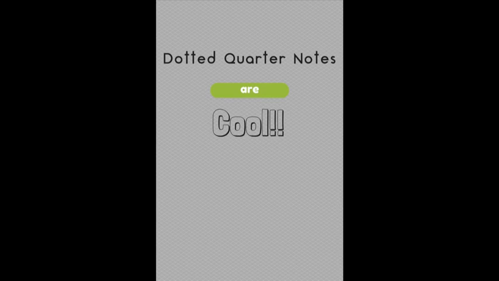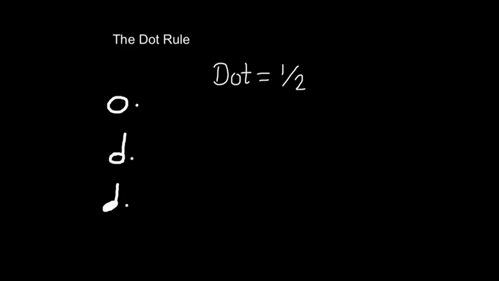This video should help you understand one of the coolest rhythms, the dotted quarter note. First, let's remind ourselves of the dot rule. The kind of dot we're talking about is one like these that happens next to the note. Remember the dot rule yet? The dot is equal to 1/2 of the value of the note it is attached to.